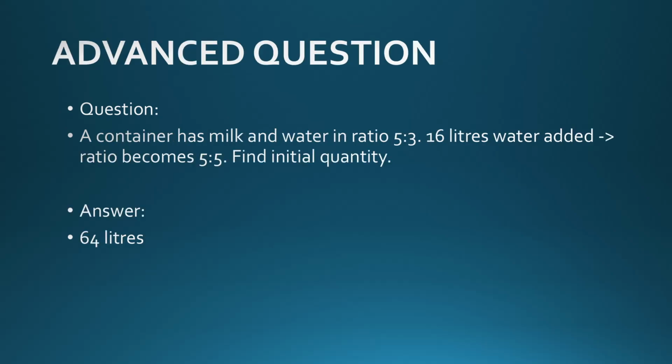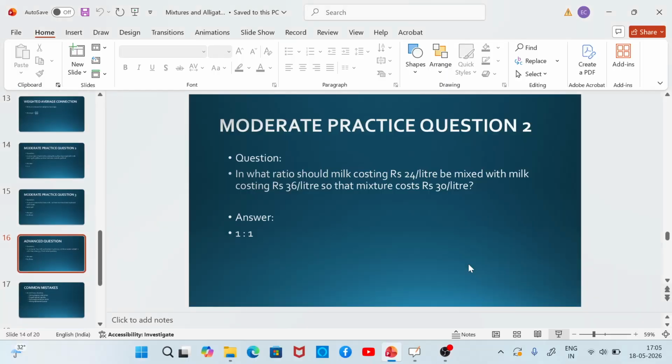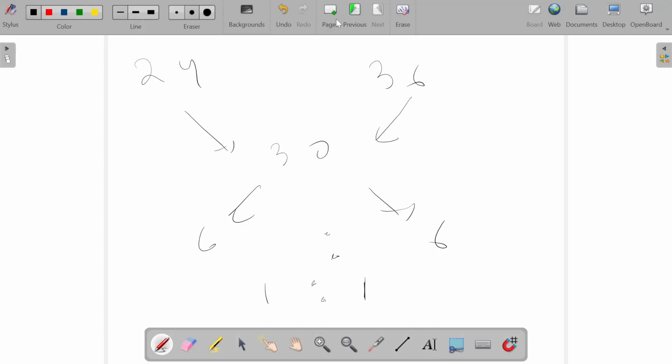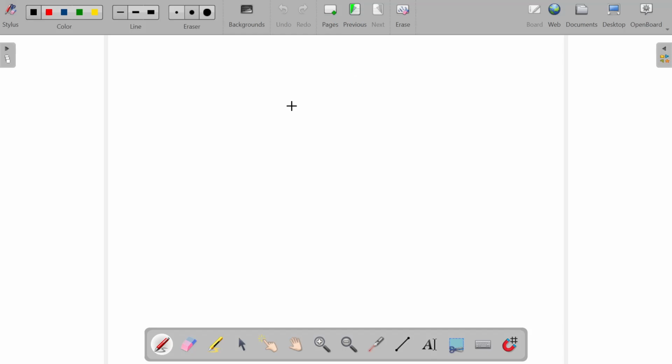Now let's look at an advanced level question. A container has milk and water in the ratio 5 is to 3. 16 liters of water is added. The ratio becomes 5 is to 5. Find initial quantity of the mixture. Okay. So initial ratio is 5 is to 3. 16 liters of water is added. The ratio becomes 5 is to 5. We have to find the initial quantity.